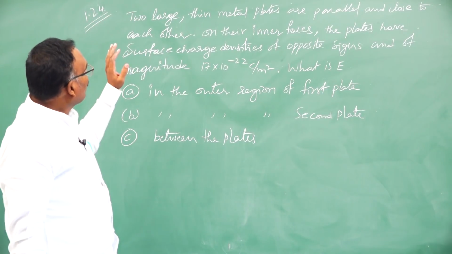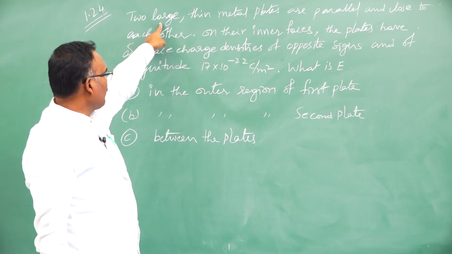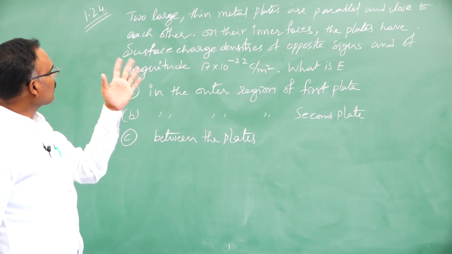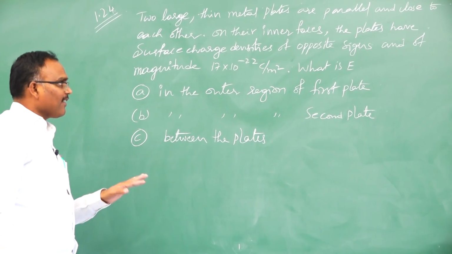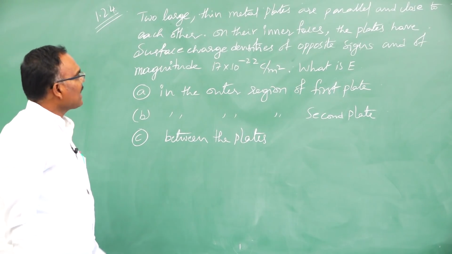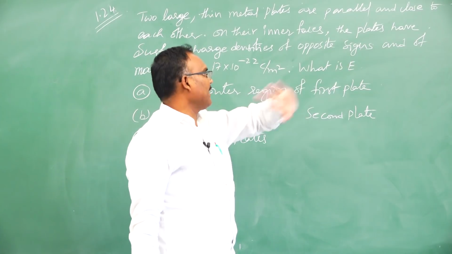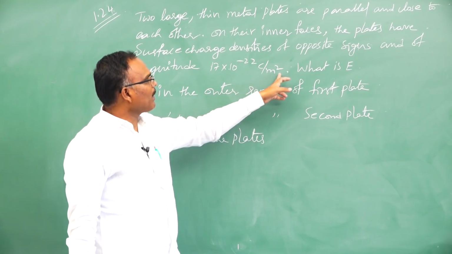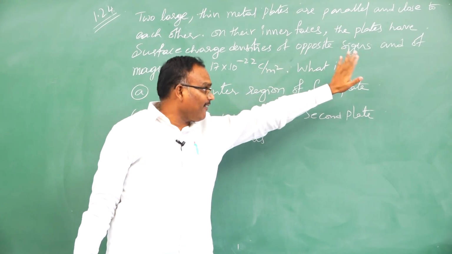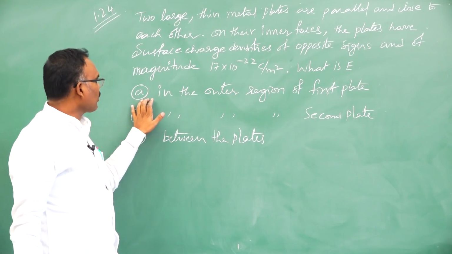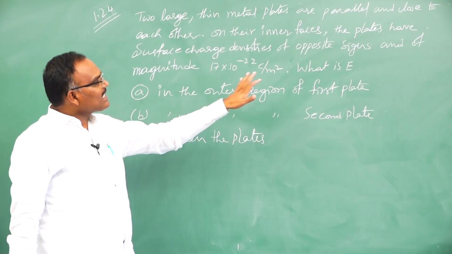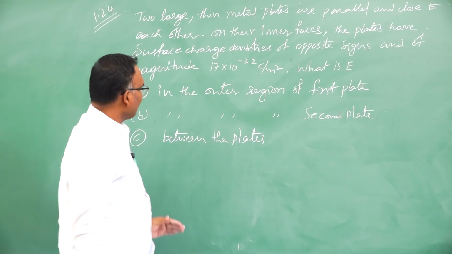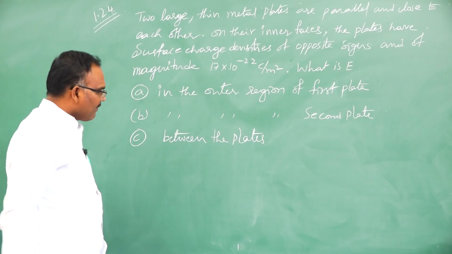1.24. Two large means infinite, thin metal plates are parallel and close to each other. On their inner faces, the plates have surface charge densities of opposite sign and of magnitude 17 into 10 to the power of minus 22 Coulomb per meter square. What is the electric field? First question, in the outer region of first plate. Second one, in the outer region of second plate. Third one, between the plates. First we will see.